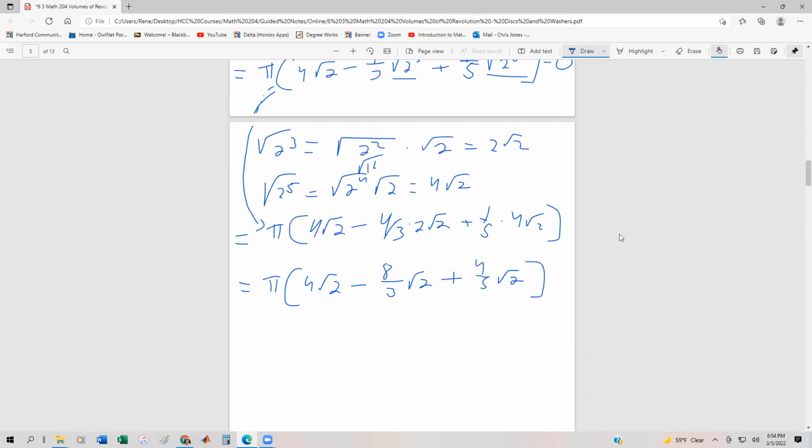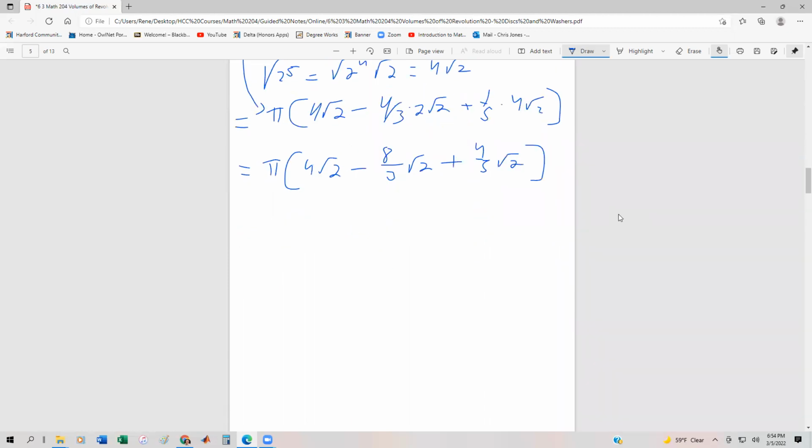All right, we're going to get a common denominator of 15. And so now you can see it gets a little bit ugly, but that's okay. We'll be able to do it nicely. So pi, we're going to get 60 roots of 2 over 15, since 60 over 15 is 4. Minus, we're going to multiply the numerator by 5, so that's going to be 40 roots of 2 over 15. And then we're going to multiply by 3, so 12 roots of 2 over 15.